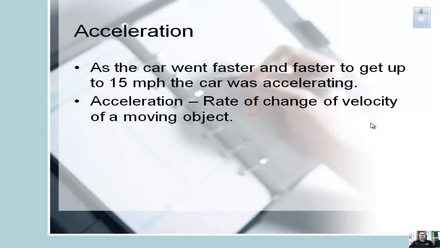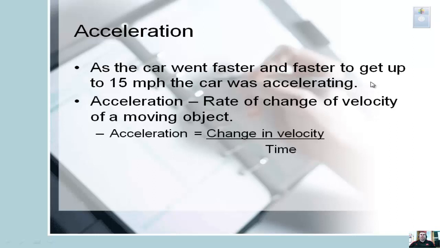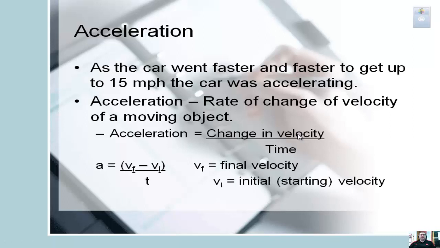Acceleration is just going to be a rate of change of velocity. It's how fast that object is going to be changing its velocity over a certain amount of time. What we're saying is acceleration is that change of velocity divided by time. If we break it down even further, we take the final velocity, whatever we ended at, subtract away that initial velocity, whatever we started at, and divide it by the time interval. And that's going to be important. Always take the final minus the initial.